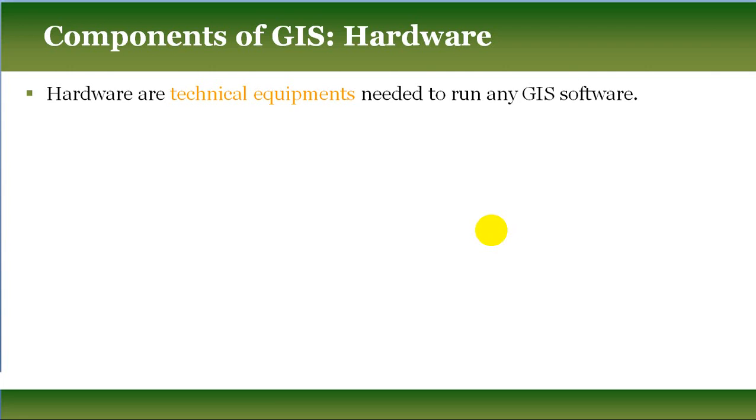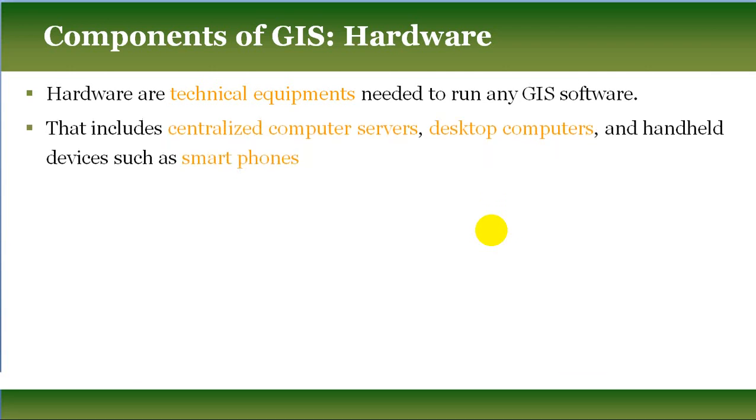Hardware is the technical equipment needed to run any GIS software. So it's a very simple thing. If you do not have any computer, how can you install and run GIS software? Any type of computer will do to run GIS software. That includes a centralized computer server like a mainframe computer, which can simultaneously handle multiple users' requests in an organization, or we may need a desktop or laptop computer, or a handheld computer like a smartphone or tab.